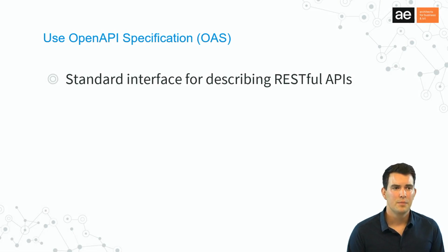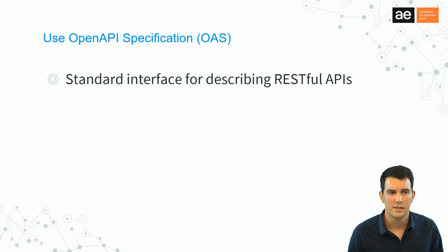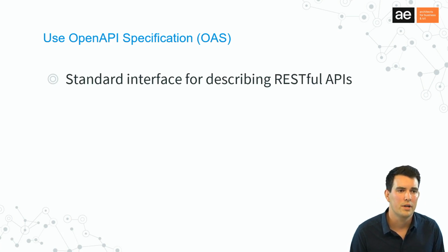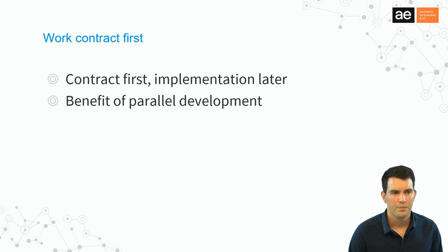The next tip is that you should use OpenAPI Specification, OAS, also known in the previous version as Swagger. Well, the Swagger, or the OpenAPI Specification, is a standard interface for describing your APIs, especially RESTful APIs. And then the next tip is work contract first.